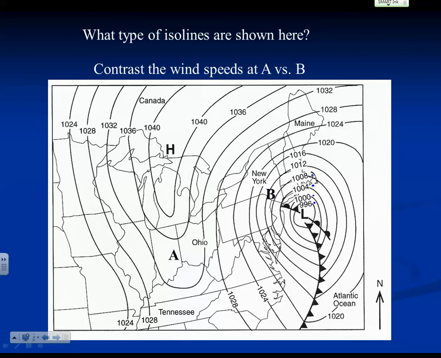Contrast the wind speeds at A versus B. I think you guys already get the gist of this. At B, the lines are very close. The isobars are very close. And this means we have faster winds here than over at point A, where the isobars are very far apart. There's a big distance between these, so there are slower wind speeds there.